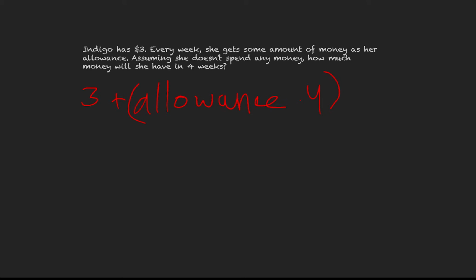As her allowance changes, the value of the entire expression changes. So she will have a bigger or smaller amount of money. So if her allowance is $5, then it will be 3 plus $5 per week times 4 weeks. So she will have 3 plus 20, which is equal to $23.